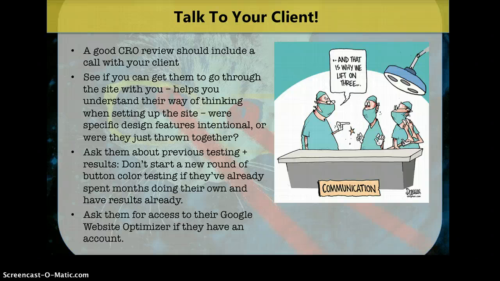Ask them about previous testing. Maybe they did four months of testing a certain color button and you don't want to go down that road if they've already done it. So just make sure you talk to them about any testing they've already done and what the results were, and hopefully they still have all the data behind that so you can make your own judgments on what the data is telling you. Also ask if they have Google Website Optimizer.